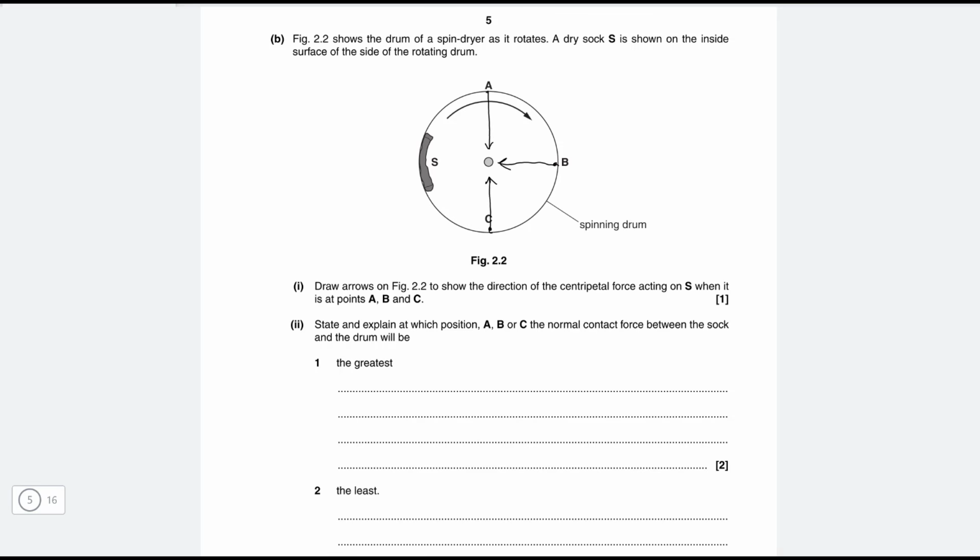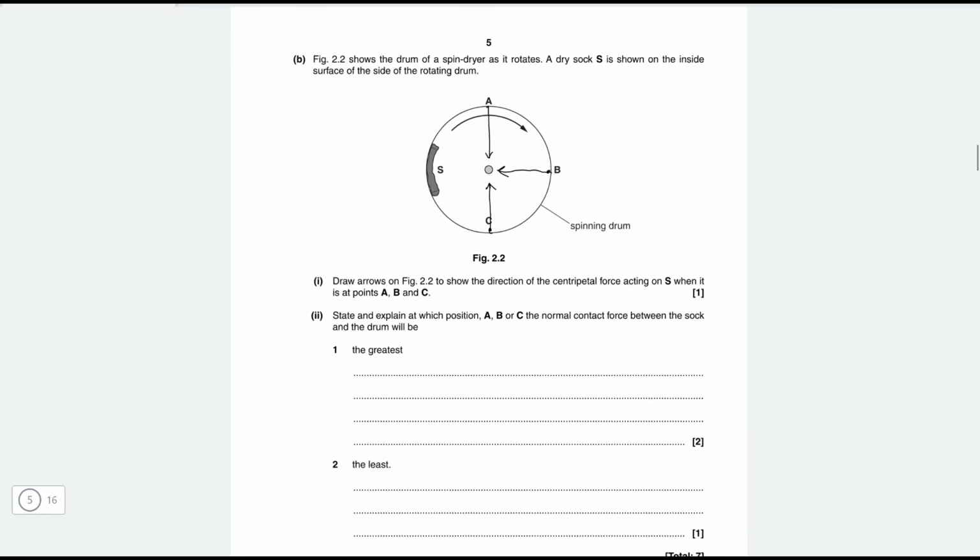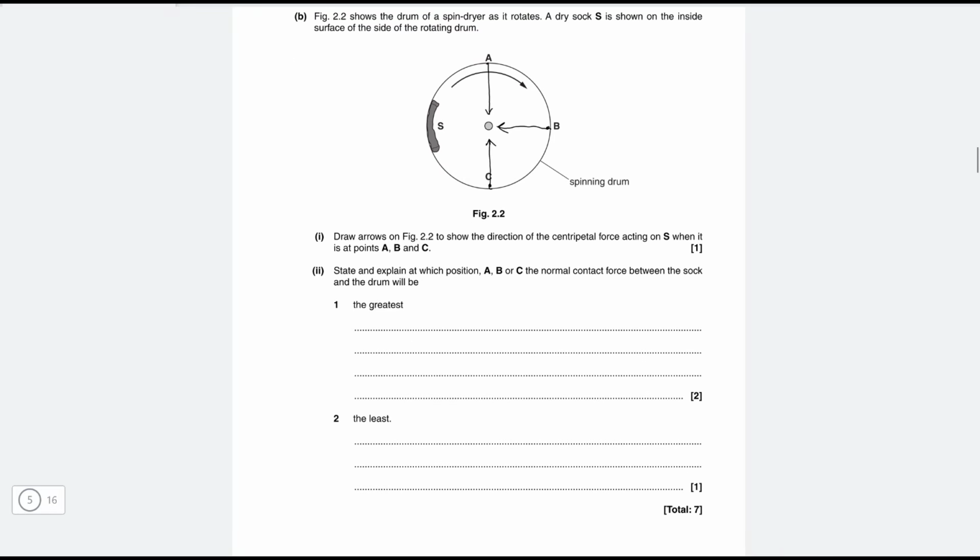Okay, part 2, state and explain at which position A, B, or C the normal contact force between the sock and the drum will be the greatest and the least. Okay, well, the normal contact force, I'm going to call that N, will be the greatest at C. So this will be one of the marks. So the first part of my answer is just simply to say that at C.